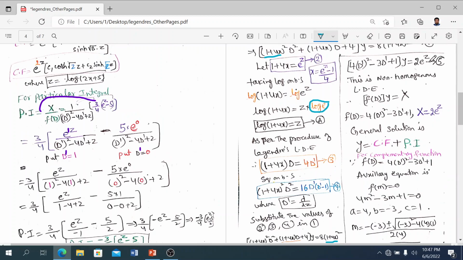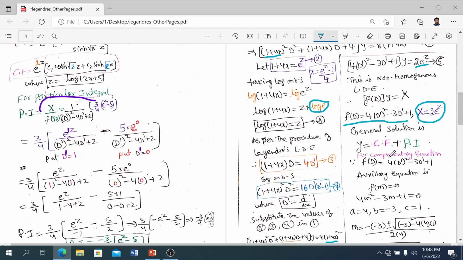So after division, here 8, 8 by 4, 2. Mark it as fifth equation. This is nothing but our non-homogeneous linear differential equation, where this one is f of D and this one is X. Now general solution, as we know, y is equal to complementary function plus particular integral.